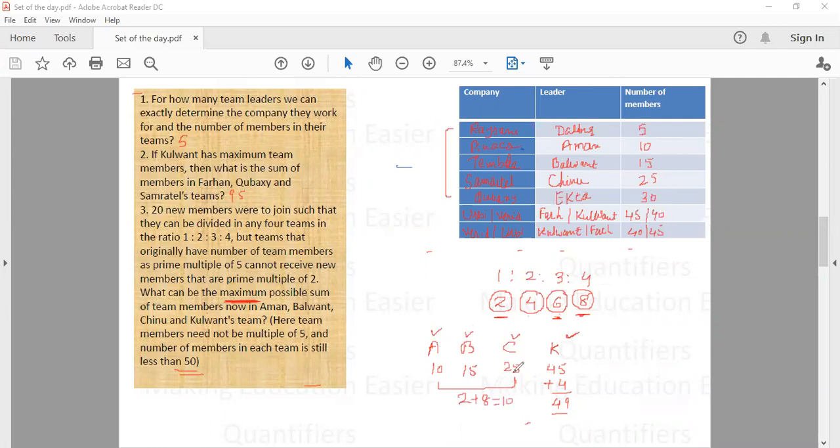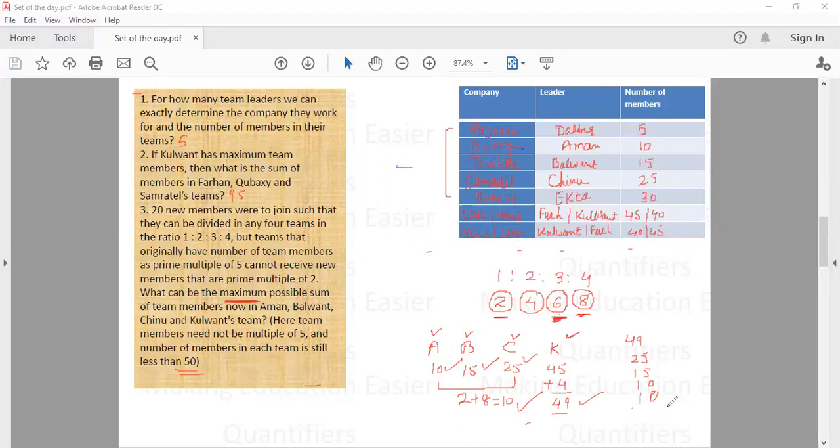So if I now add up all the members, you can see that the sum will be 49 plus 25 plus 15 plus 10 plus 10, right? 49 is this one, 25, 15, 10, and this 10. So it simply means that the 6 members will not go to the teams of A, B, C and K. They can go to the remaining 3 teams. 6 cannot go to ABCK's teams. It can go to any of the remaining 3 teams, right?